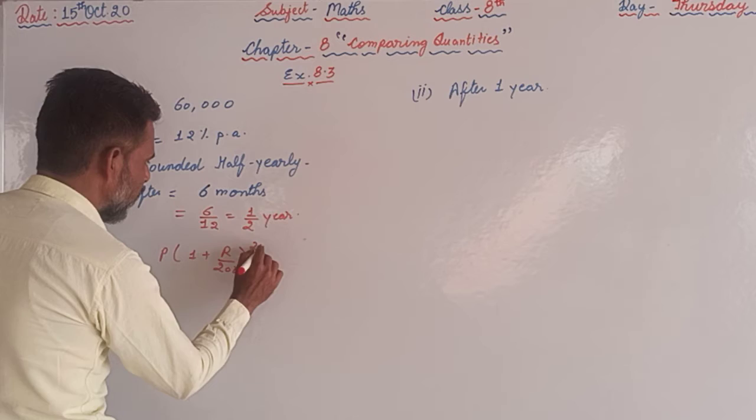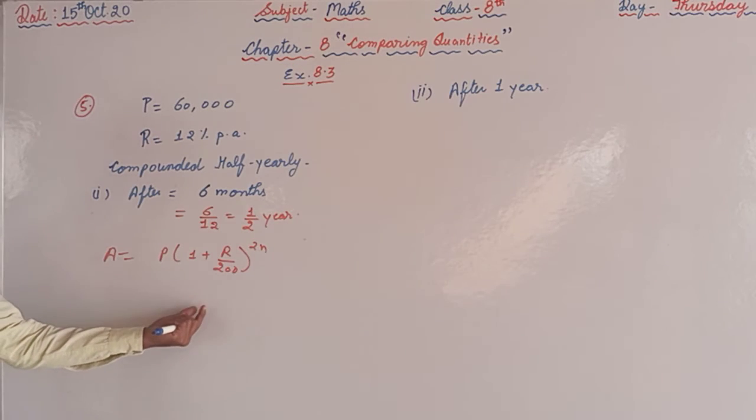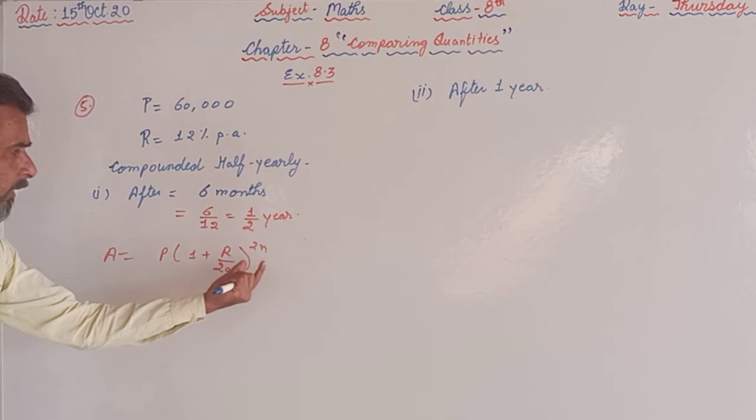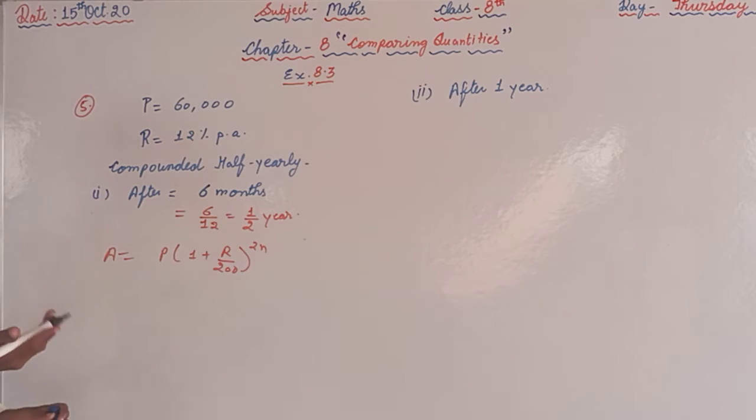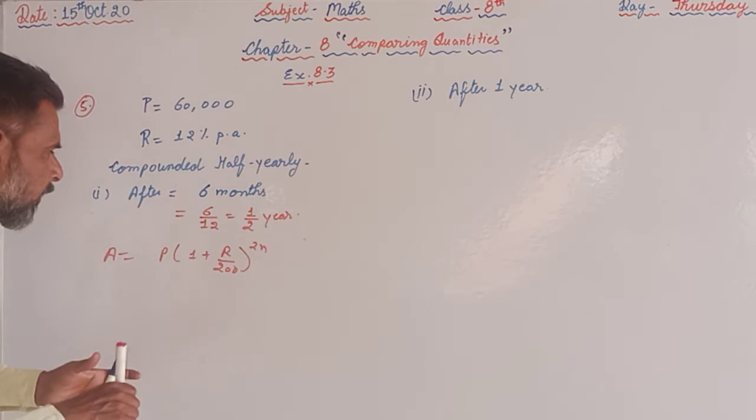So here the amount will be, if half yearly is there, then P into 1 plus R upon 200 raised to power 2n. That is for half yearly. For half yearly, in place of 100 there will be 200, and in place of n there will be 2n, meaning the rate will be half and the time will be doubled.